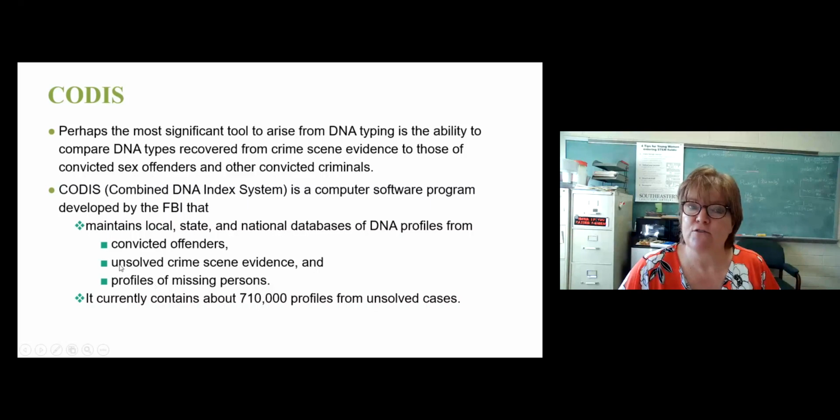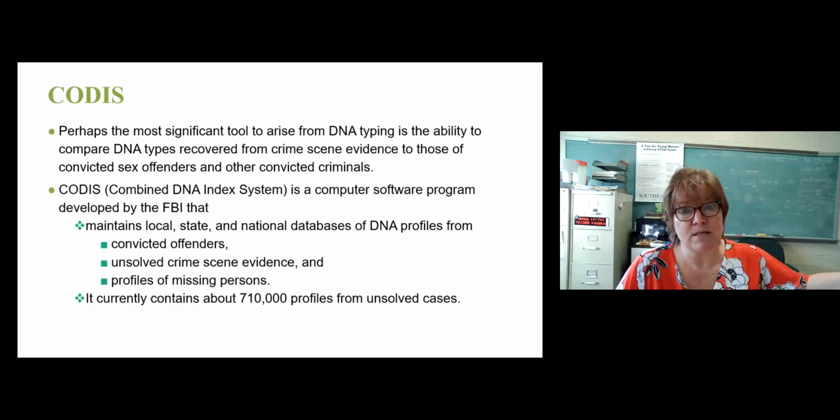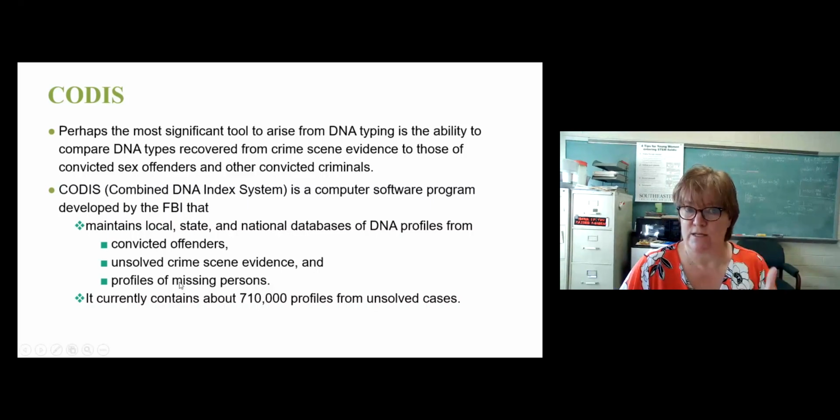Also, any unsolved crime scene evidence. So in other words, maybe I go looking, I might find there was another crime scene with the same one. Also, profiles of missing persons are in there. So there's 3 types of information that's in that database. Obviously, there has to be some consent given to list it in that database, except for convicted offenders, whose consent is implied because they were convicted, so that automatically goes in. So there's almost 1 million profiles from unsolved cases in there. And that number grows every day. So we can look for similar matches with the same profile in that as well.